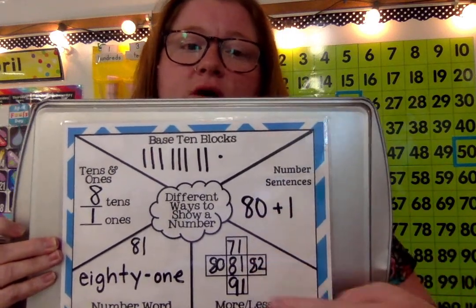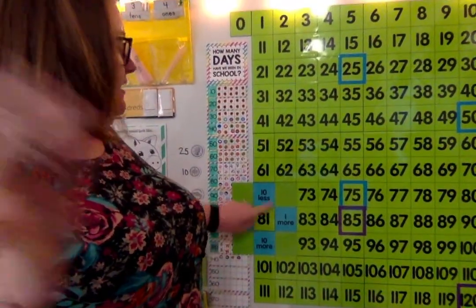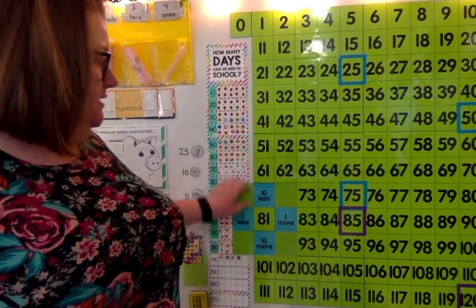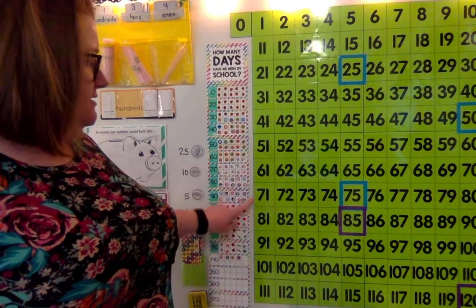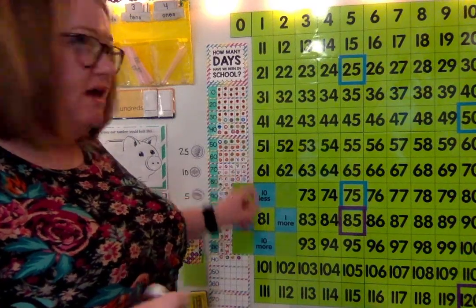71, 81, 91, right? The magic of that 120 chart. 10 more, 10 less. Always 10 less right above, 10 more right below it. 71, 81, 91. Even if I don't have a 120 chart, I can think about those tens to help me know what's one more and what's one less.